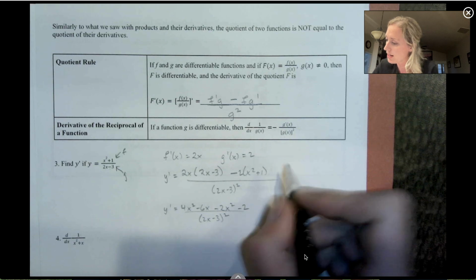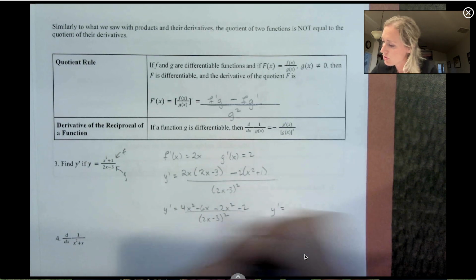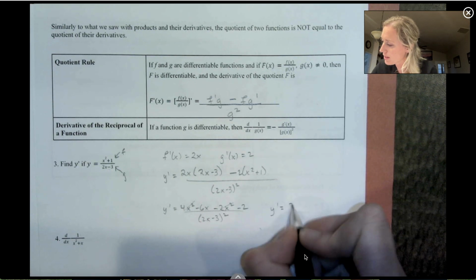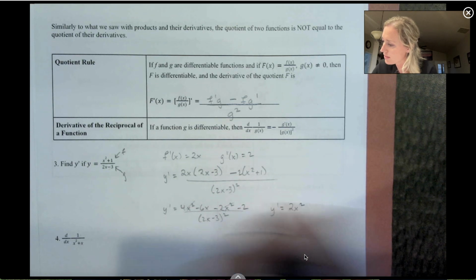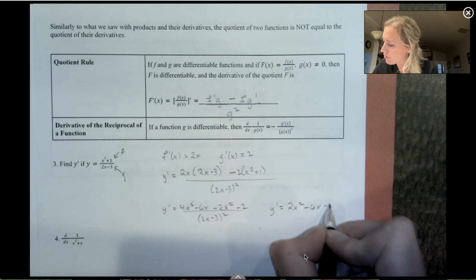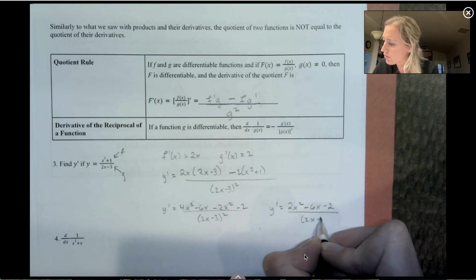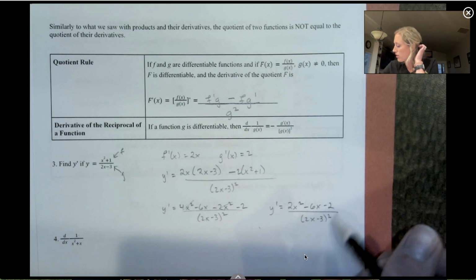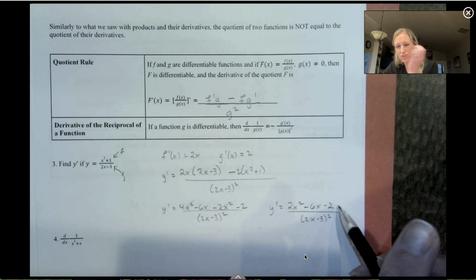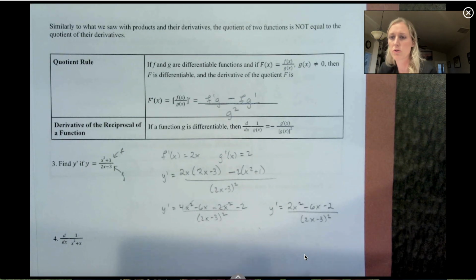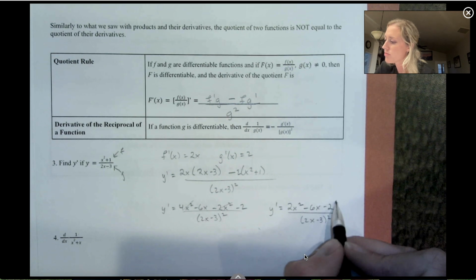So let's see, we got, combine like terms, 2x squared minus 6x minus 2 all over 2x minus 3 squared. Okay, so this one doesn't factor nice. I could factor out a 2, but I can't go any further than that, so there's nothing I can cancel or anything. So I'm going to leave it just like this.